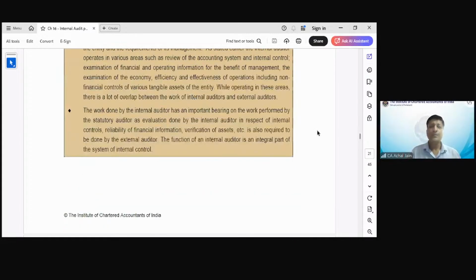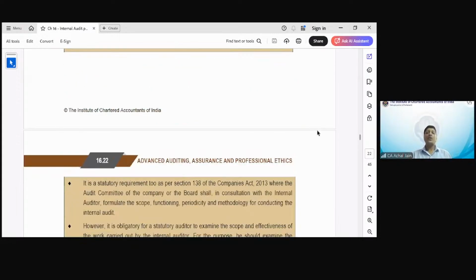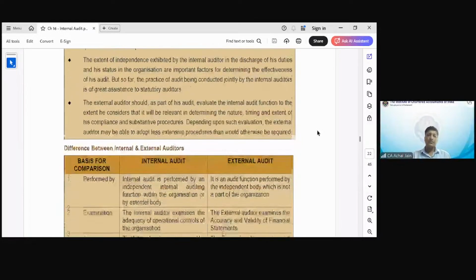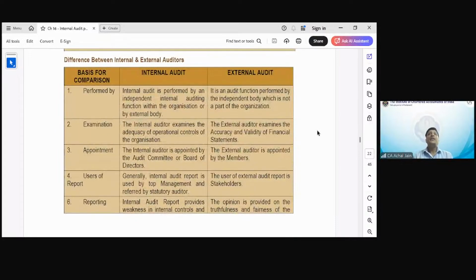Now, as far as internal audit is concerned, internal audit and the statutory audit. Over here, this term external audit that you understand is about the statutory audit. Okay, so don't get confused by what I had written, external, internal audit. So this is statutory audit.